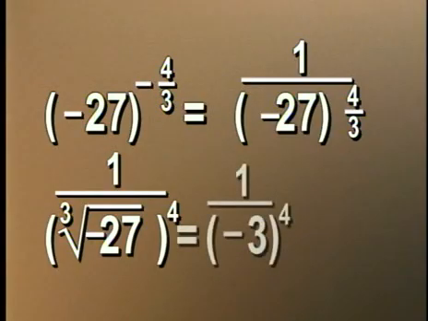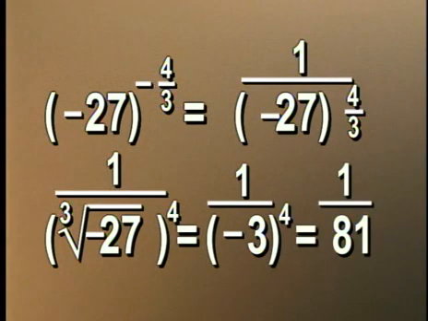So now we have 1 over negative 3, and notice the negative 3 is still in parentheses because we're working with the negative 3. We have 1 over negative 3 to the 4th. Well, what does negative 3 to the 4th mean? Well, a negative to an even power is positive. And 3 to the 4th means 3 times 3 times 3 times 3. So the answer is positive 81. So negative 27 in parentheses taken to the negative 4/3 power turns out to be 1 over 81.